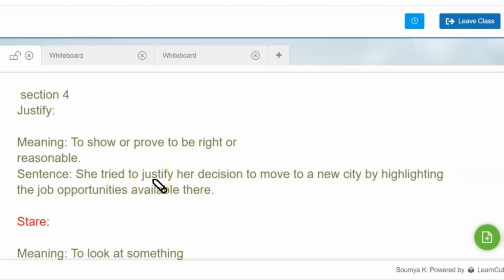Hello everyone, welcome to a new video of NIOS Senior Secondary Course English. In this video, we will be discussing Lesson 8, A Case of Suspicion, Section 4, passage with its in-text questions. Before reading the passage, I have sorted out some words from the passage which will have their meaning and sentence explained here.